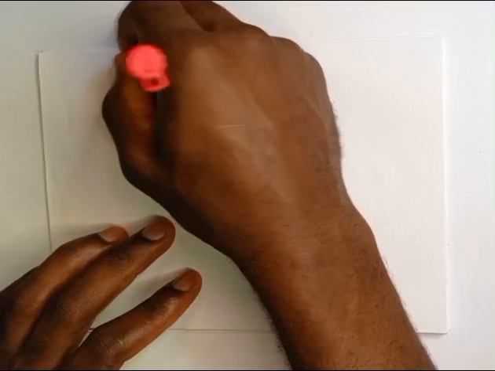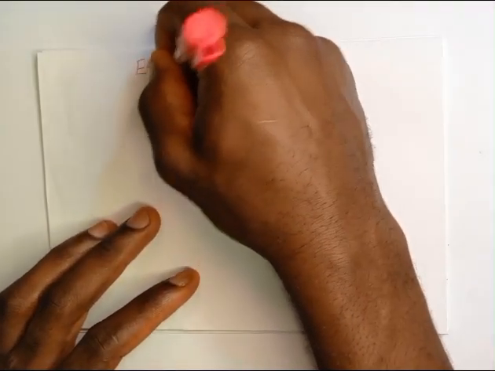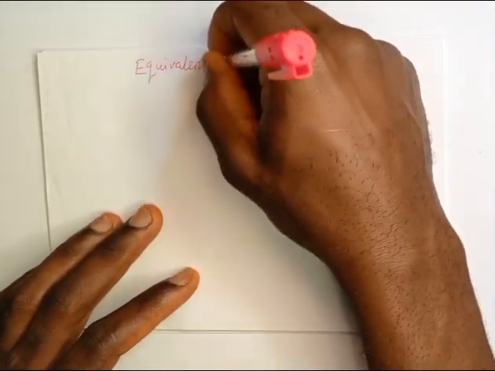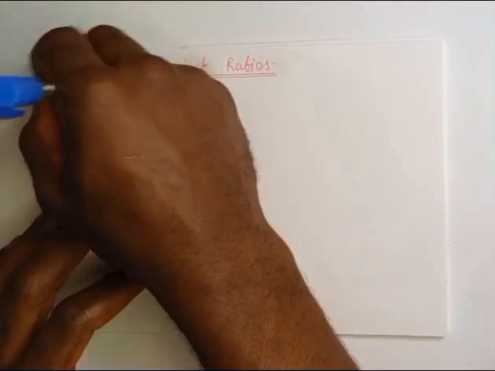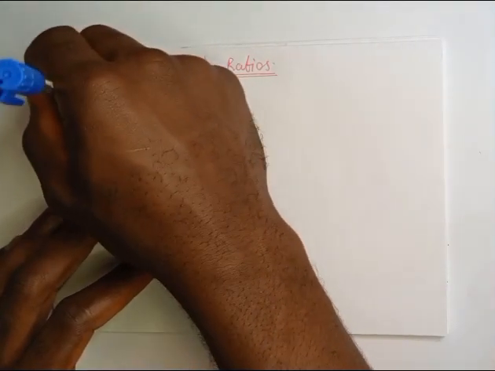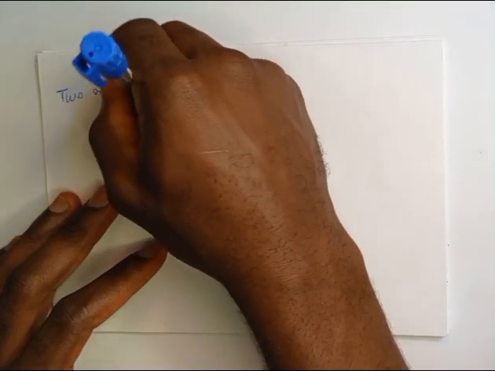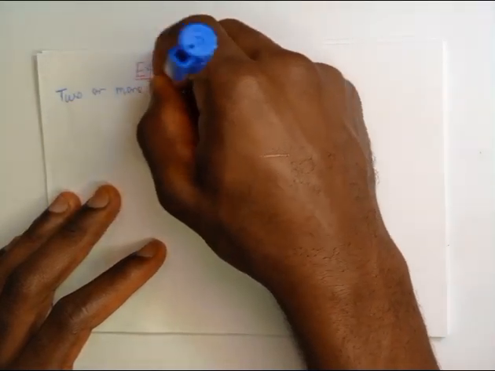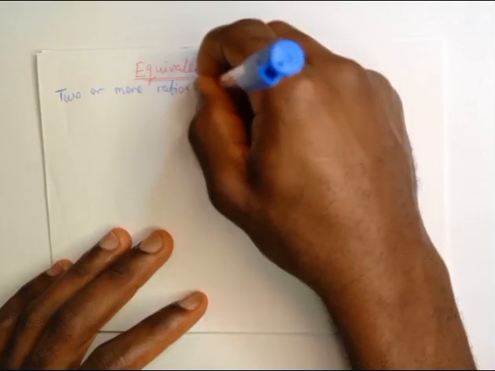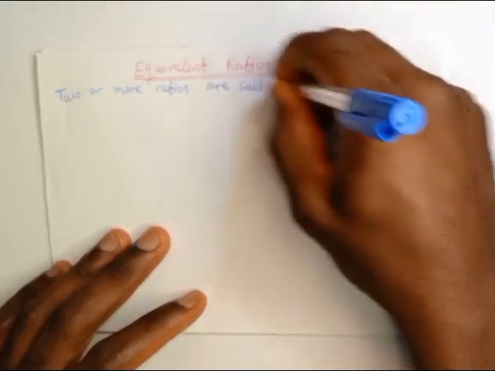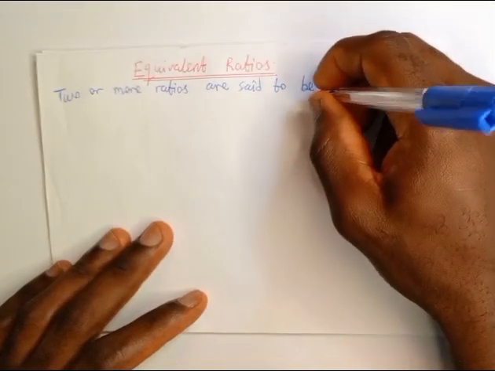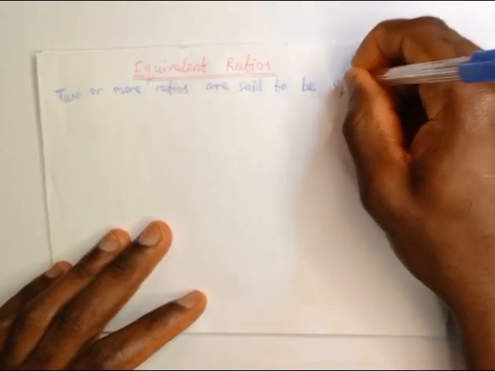The next thing we are going to treat is equivalent ratios. Equivalent ratios. Take this down. Two or more ratios are said to be equivalent.